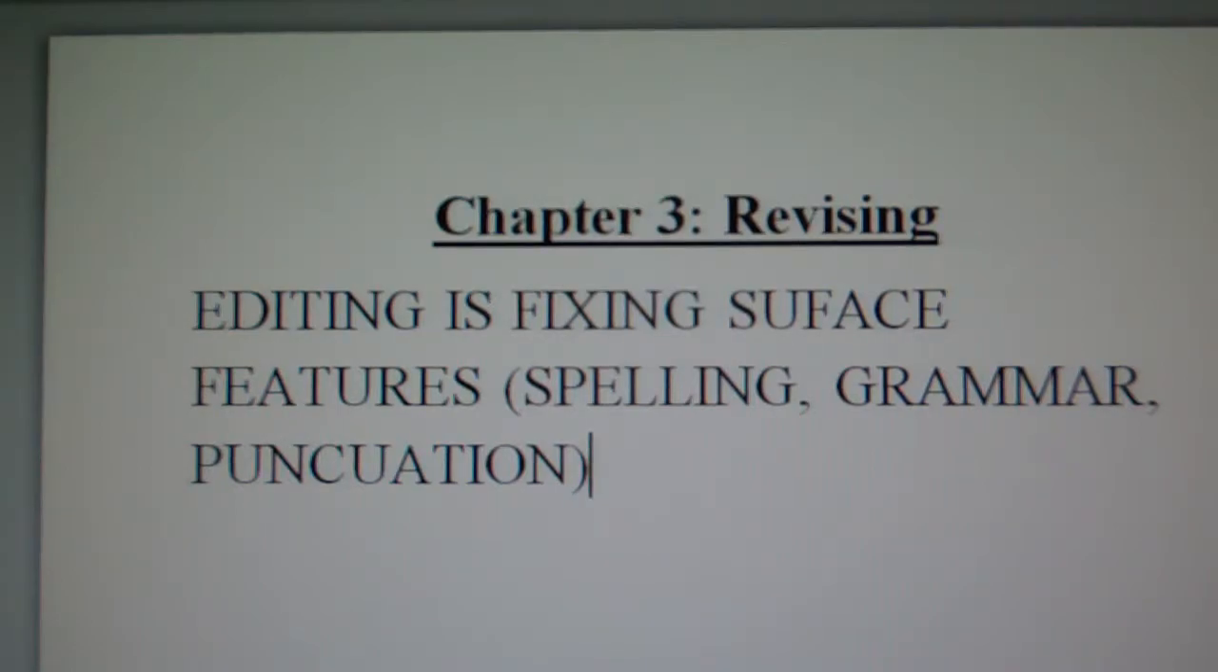One thing you need to be aware of is that editing is not the same as revising. Editing, as you see on the screen, is fixing surface features in a paper. Issues like spelling, grammar, punctuation, even typos, that's editing. And editing is very important. You do need to make sure that you proofread all of your papers and that your editing is in check before you turn in the final draft of the paper.